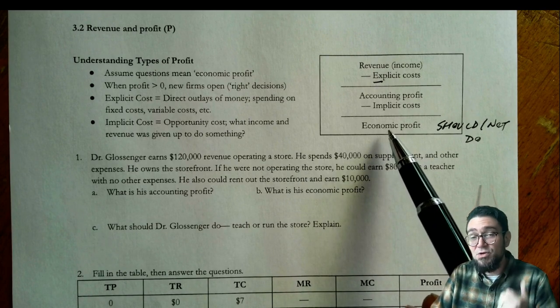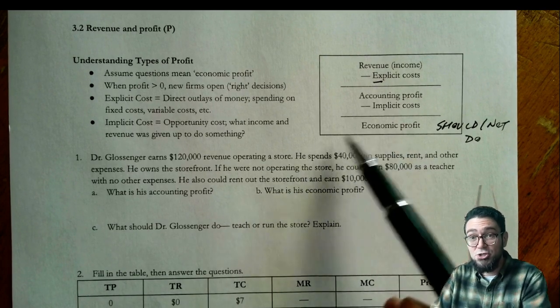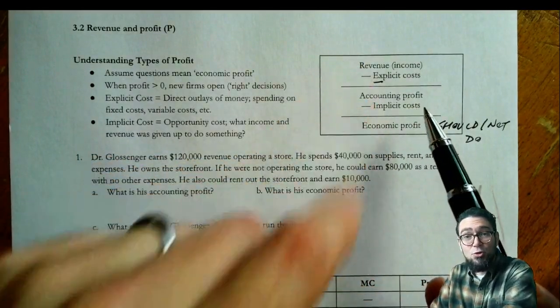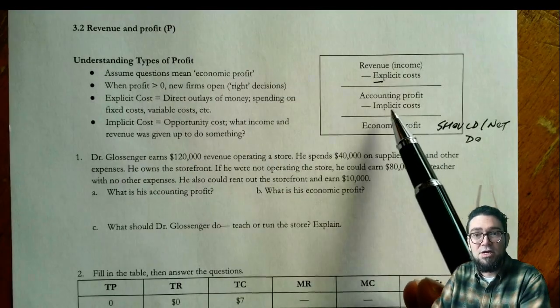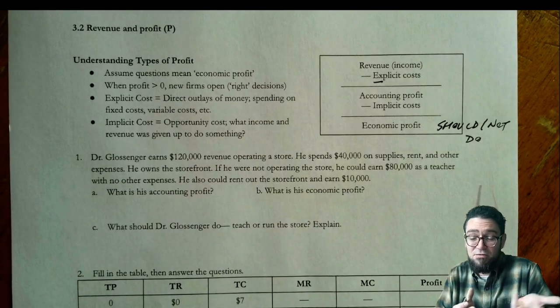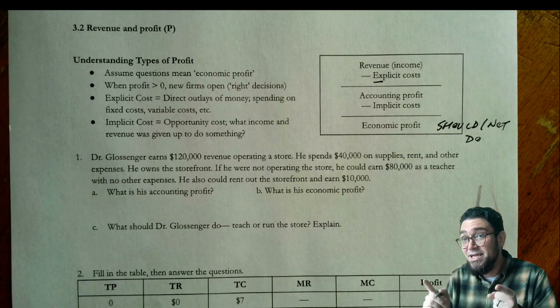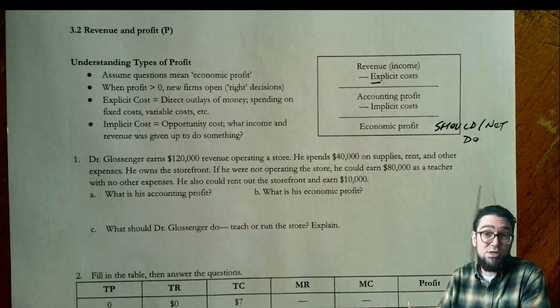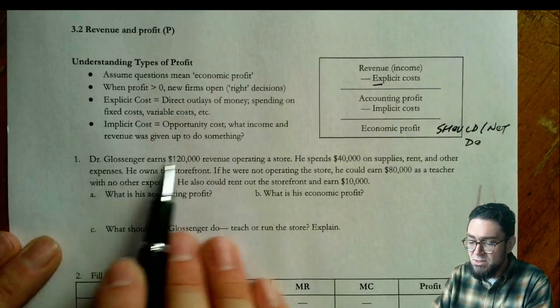If it's a negative number, that's something that you shouldn't be doing. You should switch and do the other thing because your implicit cost is outweighing whatever you're earning from choosing to do what you're doing here. So if your implicit costs are really high and they're bigger than what you're earning from doing what you're doing, that's a sign that you shouldn't be doing it. You should switch over and do the other thing because your opportunity cost is so high. Okay, so let's look at an example problem.